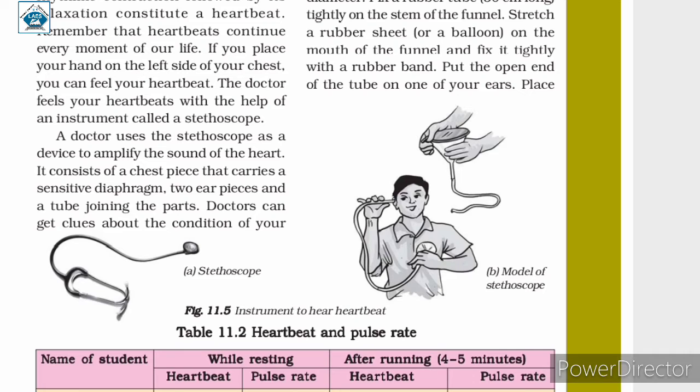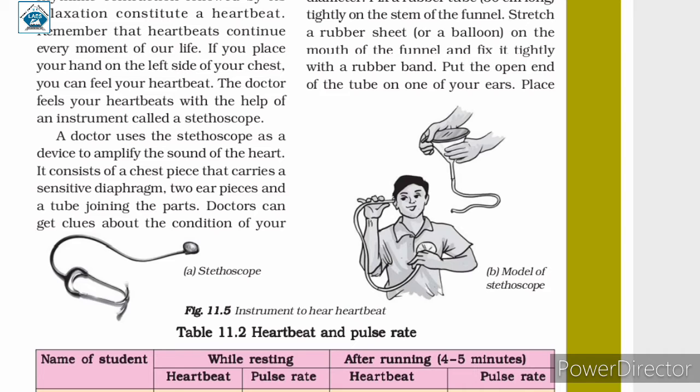We require a rubber sheet or a balloon and a rubber tube. First of all, you need to take the small funnel and fix a rubber tube tightly on the stem of the funnel. Next, you have to stretch the rubber sheet on the mouth of the funnel and fix it tightly with a rubber band. Now your rubber tube has one end which is fixed into the funnel and the other end is open. So you need to take this open end and put it in one of your ears. You should be careful while doing this.